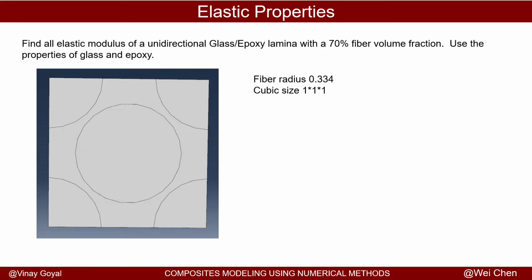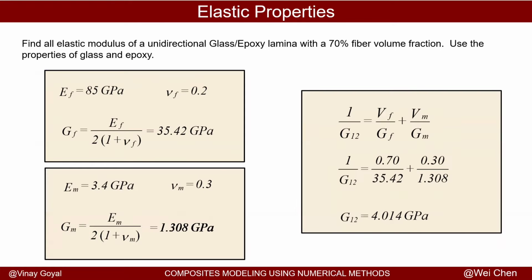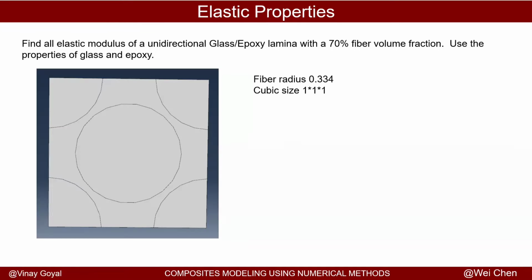You can get the properties, and in this case, we're going to be examining a 1 by 1 unit cell that has fibers here. They're in a 70% fiber volume fraction. And the idea here is to then determine the effective properties using a different method, not using the hand calculations as shown here, rather using a more sophisticated method.